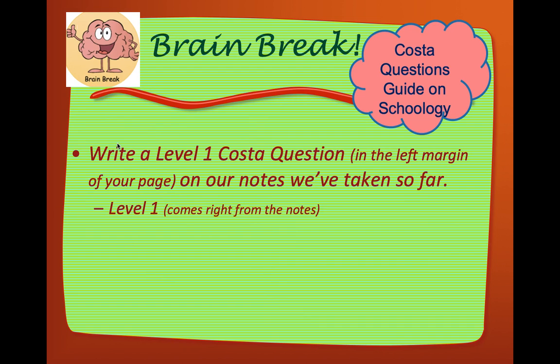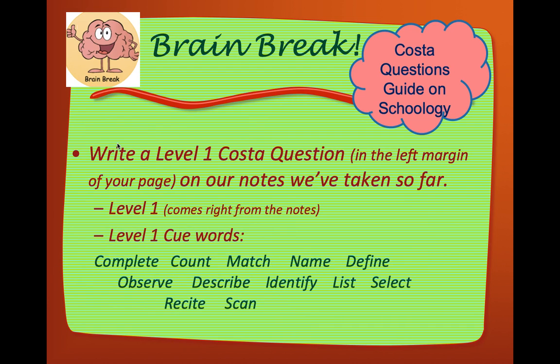Write a level 1 question about any of our notes so far. Remember, level 1 comes right from the notes. So something like list the steps for writing a binary compound formula or name. That would be great, right? Or recite the steps, right? Because again, you're just giving an example of a question that you're going to review later. So recite the steps of writing the name of a binary compound. That would also be really good.